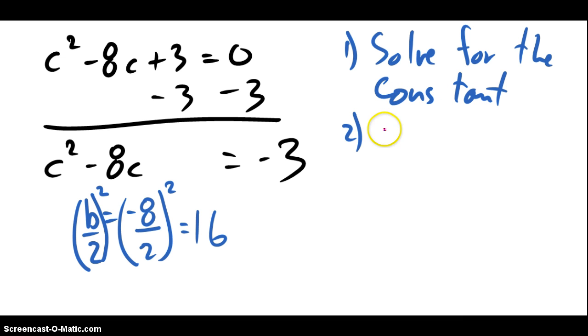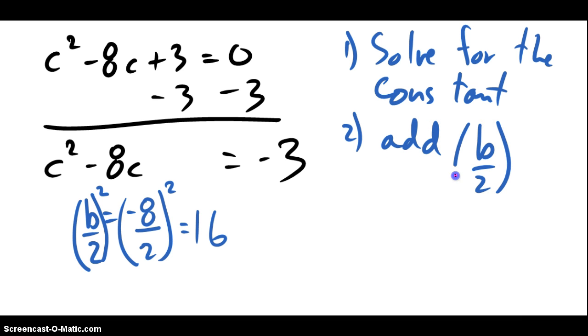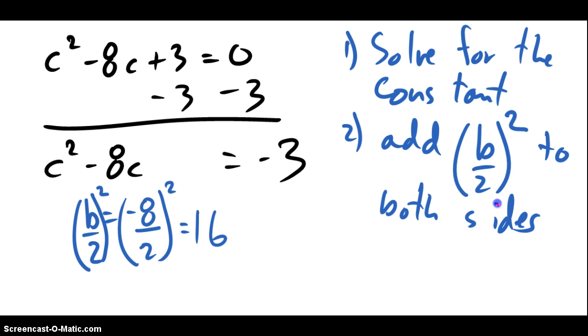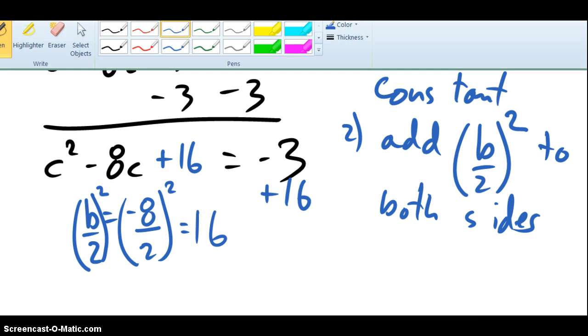And then 2, you add the quantity b over 2 squared to both sides. Okay? Now look what happens when I do that. If I add 16 to both sides, I'm going to erase this bit so you can see.